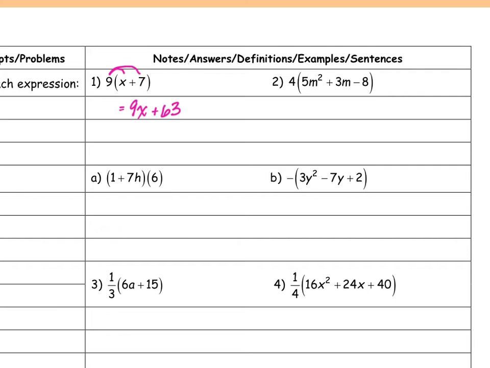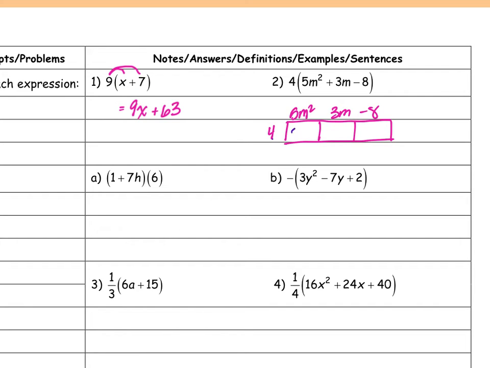Now there's another way you can do it if you don't like doing the little rainbow thing, and that's making a multiplication box. I don't really have a lot of room here. So I have a 1 by 3. This would be 4 times 5m squared plus 3m minus 8. And then it's just a multiplication table, right?